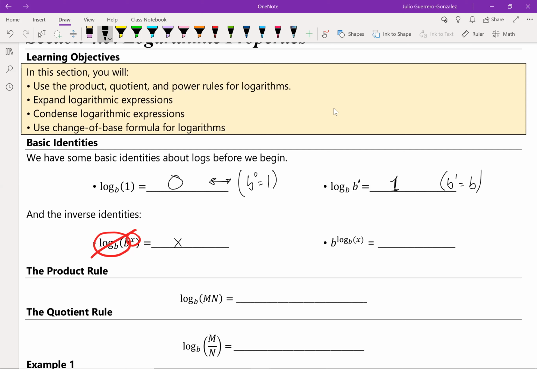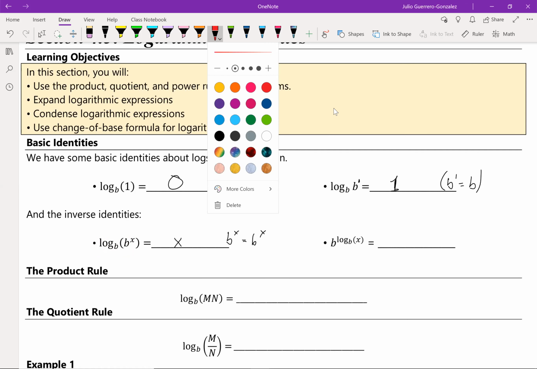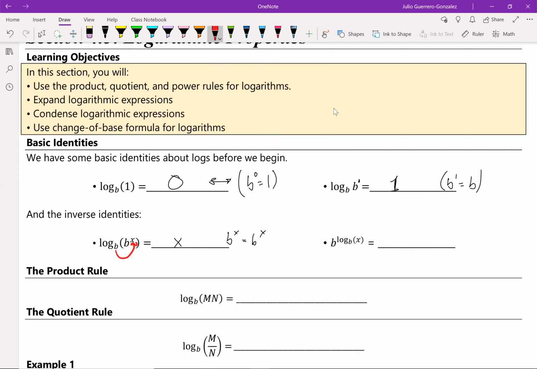And this is equivalent to b to the x is equal to b to the x, where you have a b to this x has to be equal to what's inside the parentheses, right? And then likewise over here, b to the log b cancels, and that leaves you with just x as well. Okay?